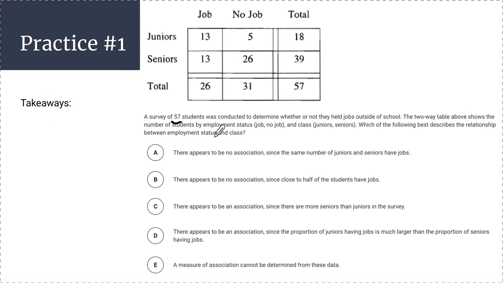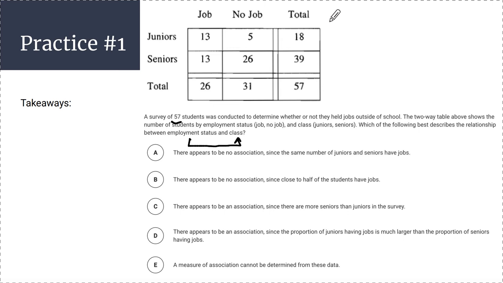So it looks like here we're interested in the relationship between employment status and class. All right. A says there appears to be no association since the same number of juniors and seniors have jobs. Oh, look at this. Actually, that is true. The same number of juniors and seniors have jobs. That number is correct. But if we're interested in associations, we really are more interested in relative frequencies. So let's actually go ahead and figure out some stuff.